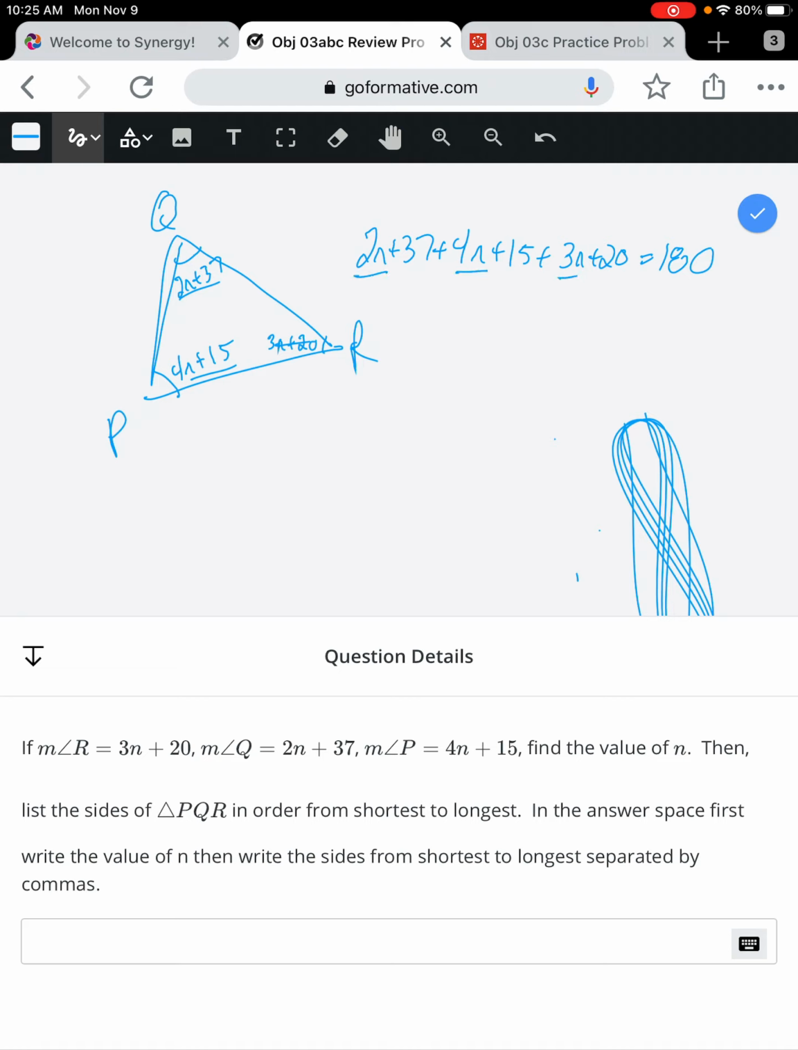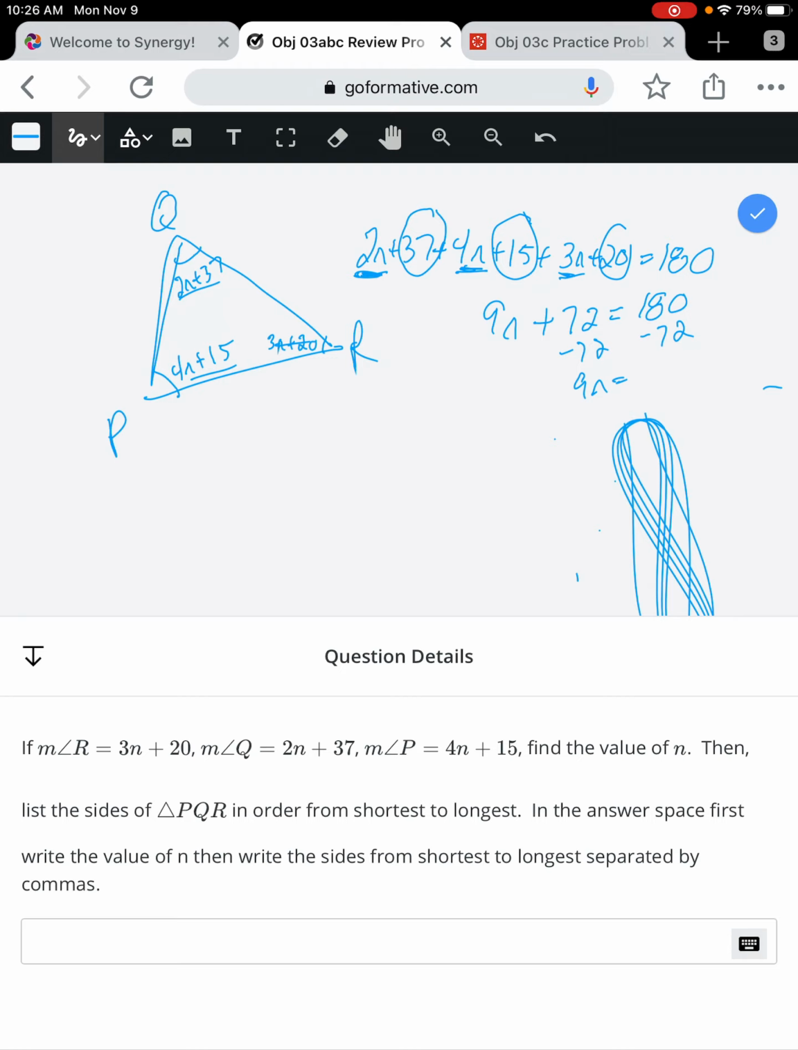Some of the things that you guys aren't doing right are combining your like terms. If it's on one side, you just add it. So it's going to be 2n plus 4n plus 3n. So that's going to be 9n. You just add on one side. Then we have our 37 plus 15 plus 20, which is 72, is equal to 180.